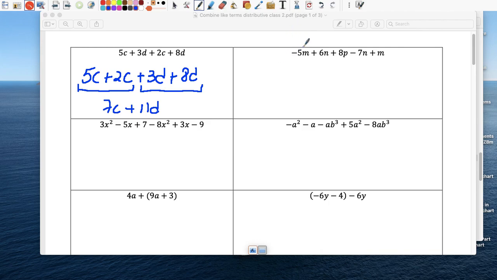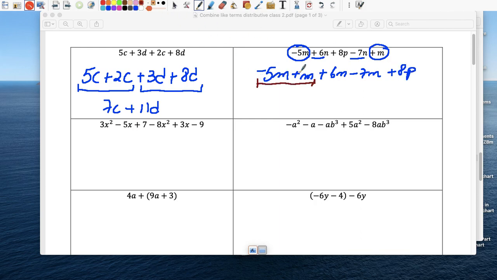Here, let me rewrite. So again, take this guy, negative 5M plus M side by side, and then plus 6N minus 7N, and lastly plus 8P. These two, it's negative 5. Remember there's a 1 here, so negative 5 plus 1 is negative 4M. Next to 6N minus 7N, so 6 minus 7 is negative 1N. And the last one is just 8P, because that's nobody to combine with.